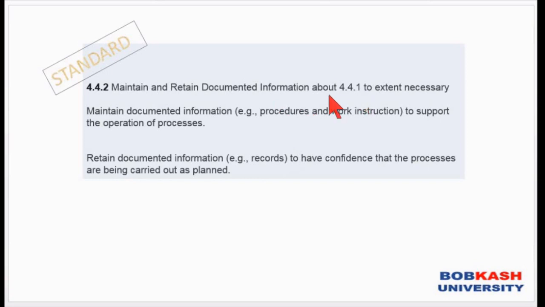Whatever process you have decided to be included in the quality management system, you must have procedures and work instructions for that, and you must have records for that, which give me confidence that based on the performance indicators, these processes are performing as planned. Right? So this is all about clause number 4.